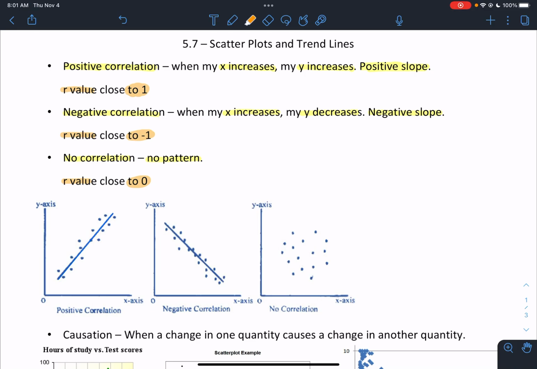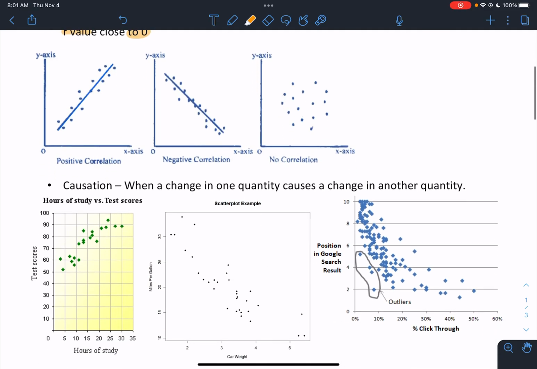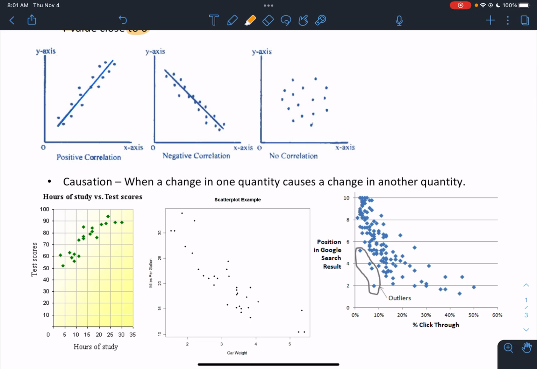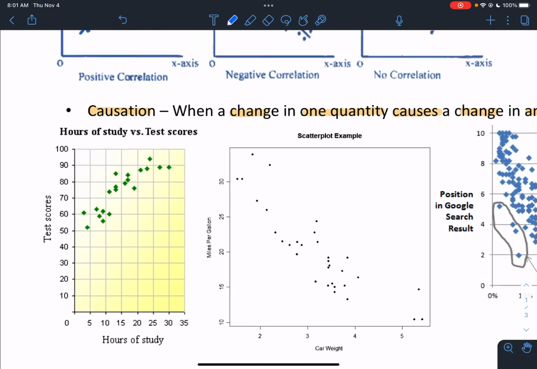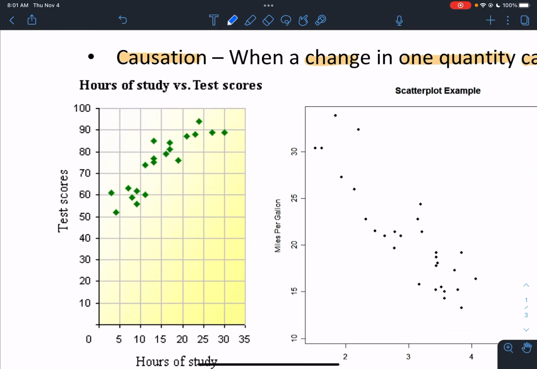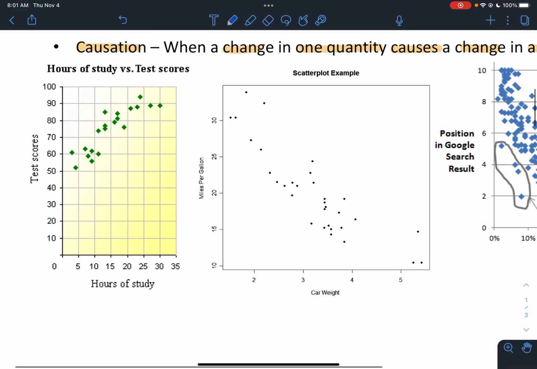When we go into talking about correlation, sometimes correlation and causation get mixed up. Causation is when a change in one thing causes a change in another. So when I look at this first example, where I have hours of study versus test scores, just by looking at it, following the general trend, as I'm moving from left to right, this is going up, so this would be a positive correlation. That's the first thing I'm going to write underneath of it.